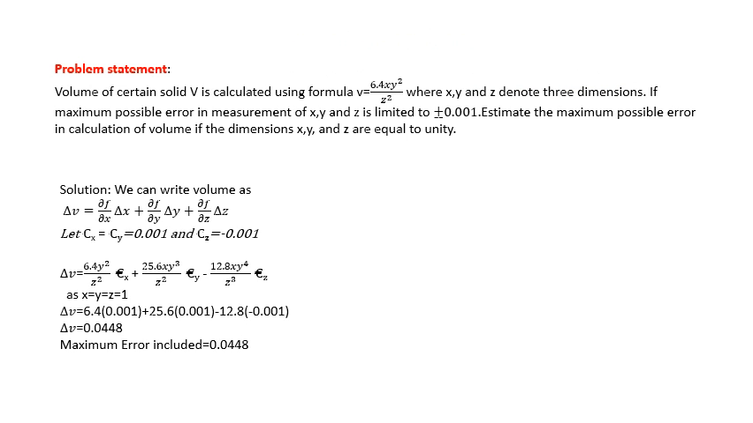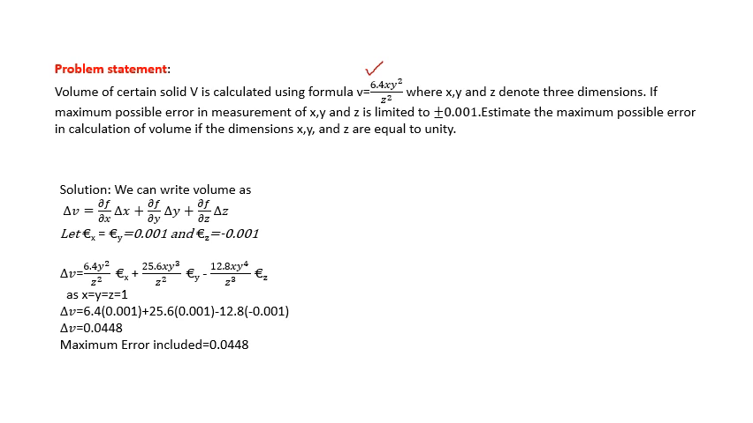So let us see this example of calculation of the volume of a solid. It is given by V is equal to 6.4 x y square upon z square, where x, y, z denote the dimensions of that solid. If we have an error of plus or minus 0.001 in the measurement of x, y and z, then we need to find out what will be the error in the measurement of volume. So for that, let us see this particular example.